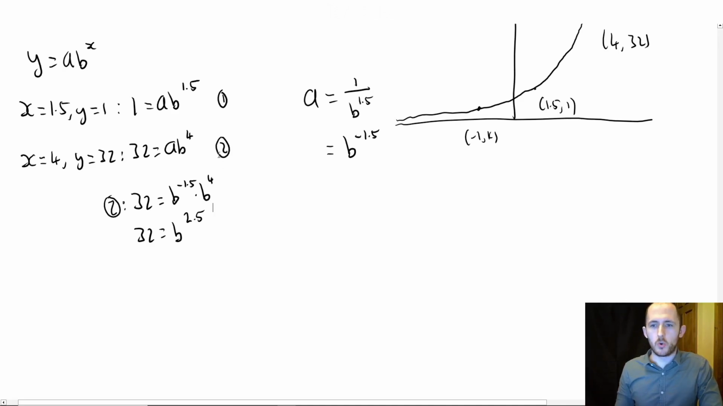The shortcut is to take equation 2 and divide it by equation 1. And it cancels out a, and you would get to this step straight away. That's the shortcut, if you divide the 2 equations.